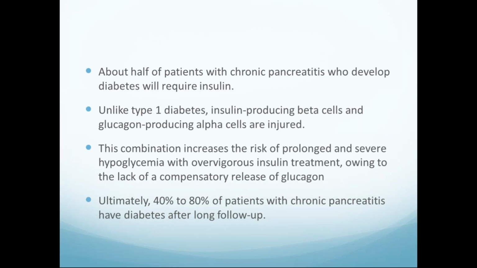So it is difficult for the patient to secrete the amount of insulin previously secreted by the pancreas, and he may require insulin supplementation in chronic conditions. This combination increases the risk of prolonged and severe hypoglycemia with overvigorous treatment owing to the lack of compensatory release of glucagon. Ultimately, 40 to 80% of patients with chronic pancreatitis have diabetes after very long follow-up.